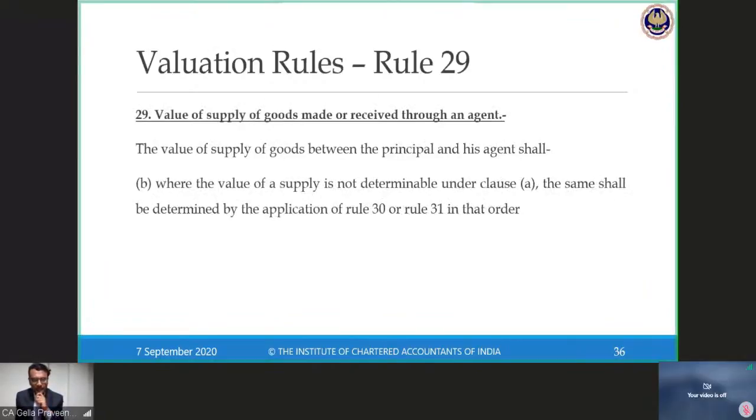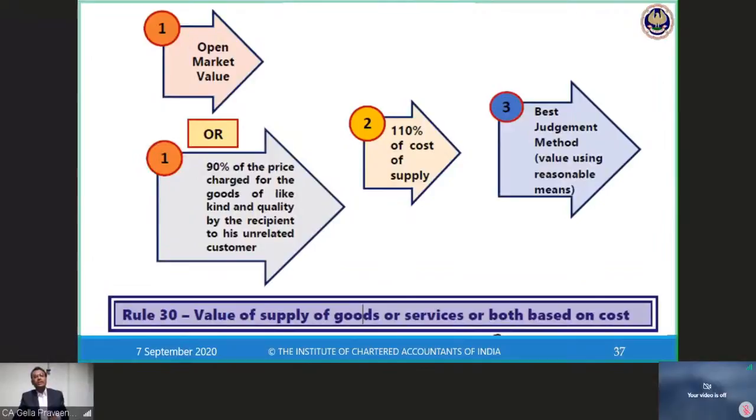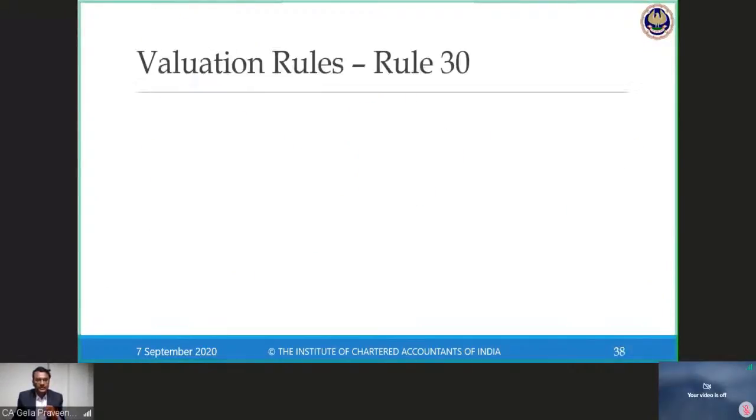Next, they say, where the value of supply is not determined, that is clause A, open market value is not available, then as usual I'll go for rule 30, that is 110%, or rule 31, best judgment assessment. So first look at whether open market value is available, go with that. If not, 90% of the price charged for the similar like kind and quality by the recipient to his unrelated customer. Whatever the agent is selling to the customer, that price multiplied by 90% shall be my transaction value. This is all discussed in my rule 29.